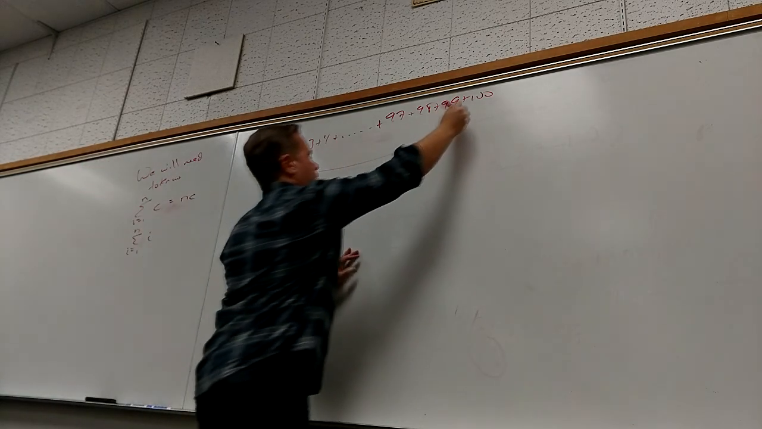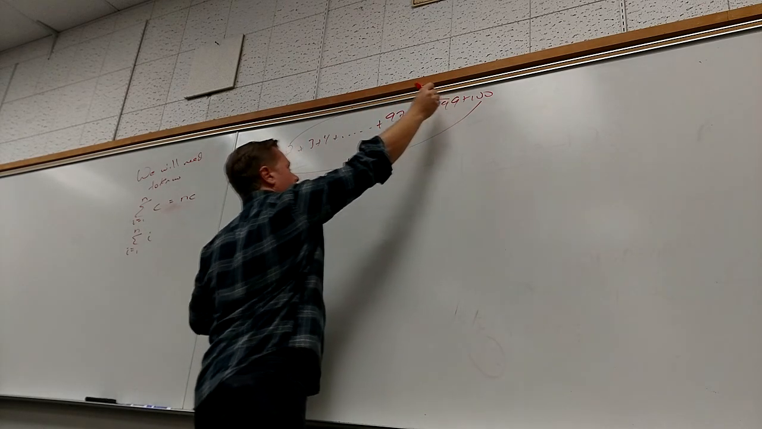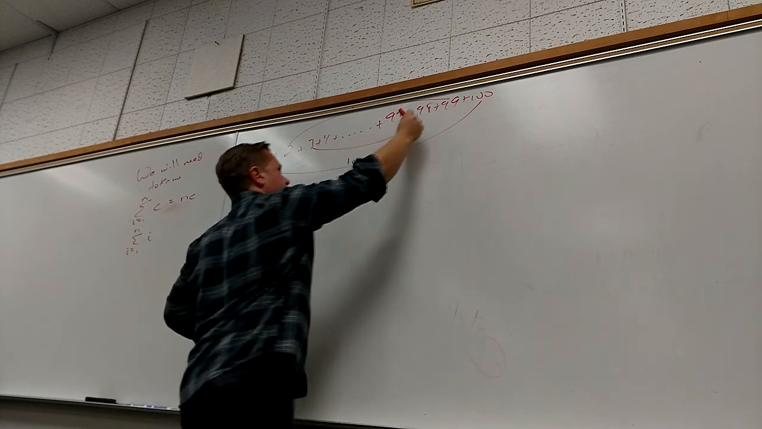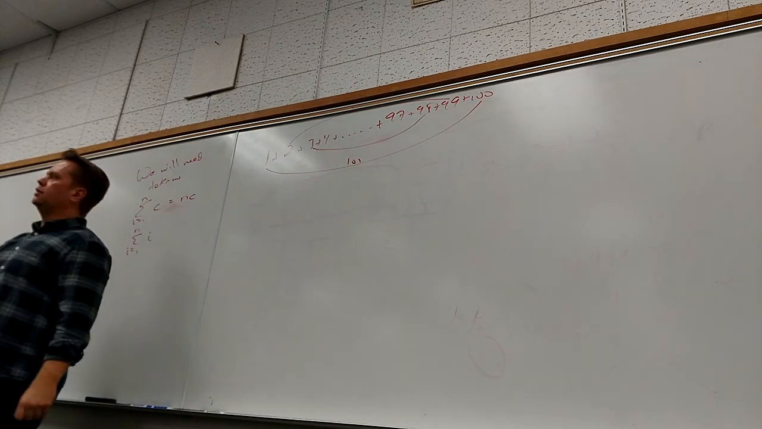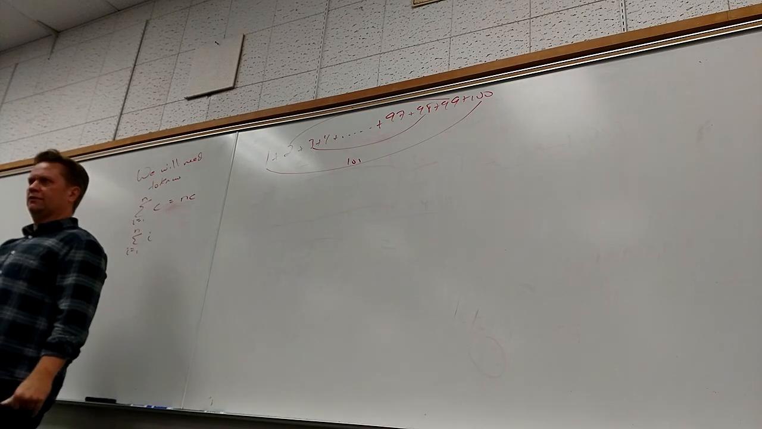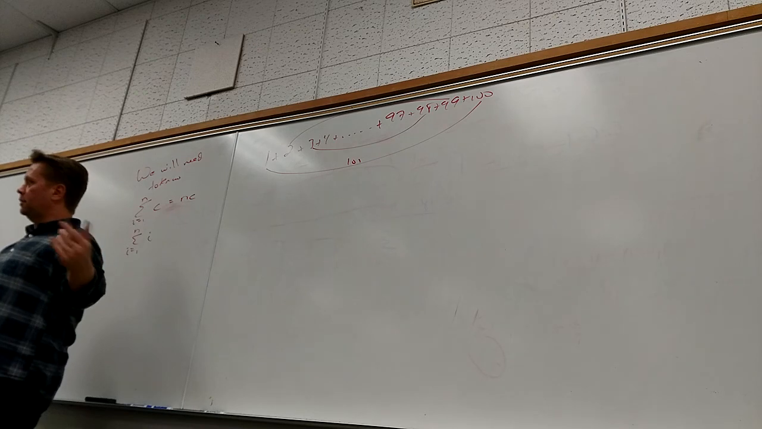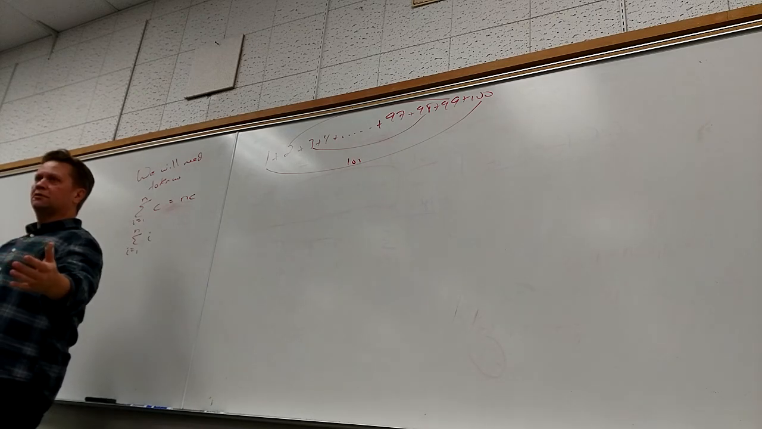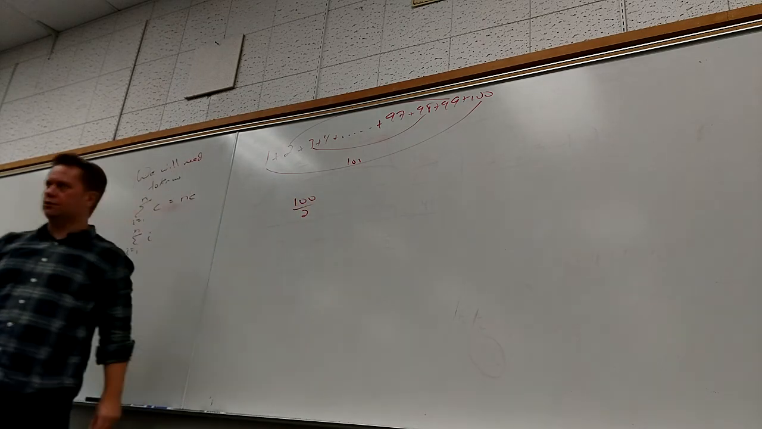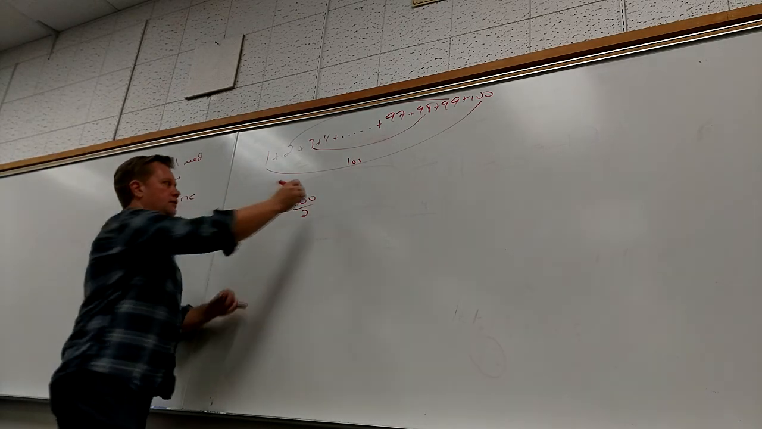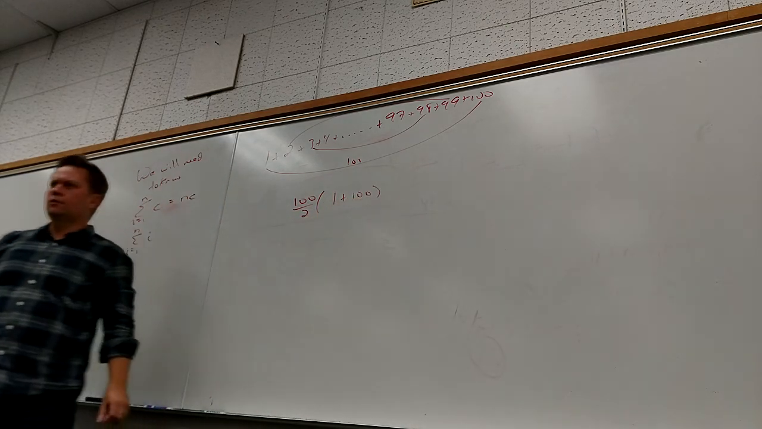What's 1 plus 100? What's 2 plus 99? What's 3 plus 98? 101. 101. 101. How many 101s will I have? 50. You have 100 numbers, and you're going to pair them all up. So it would be 100 divided by 2. That's how many pairs you're going to have, times 1 plus 100. The first number plus the last number.